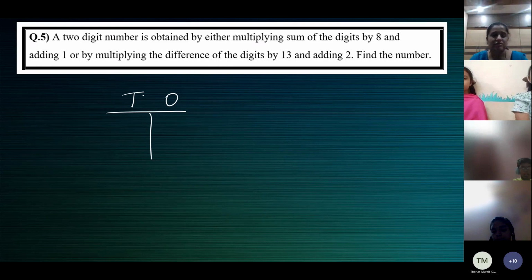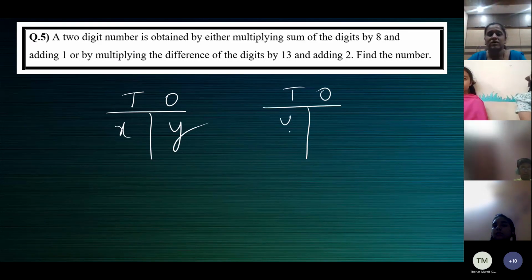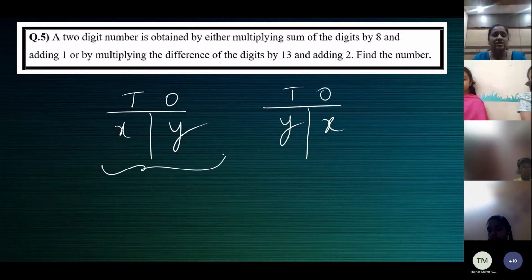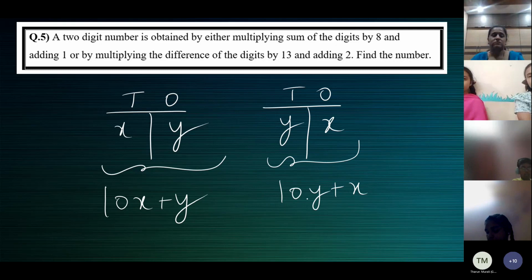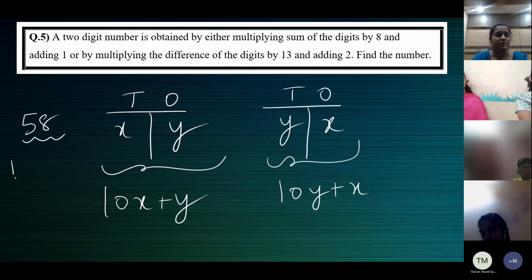One's, tens, X, Y. Or you can say one's, tens, Y and X. So in this case, the number is 10X plus Y. In this case, the number is 10Y plus X. Because if it's 58, how do you write it in the expanded form? 10 into 5 plus 8.